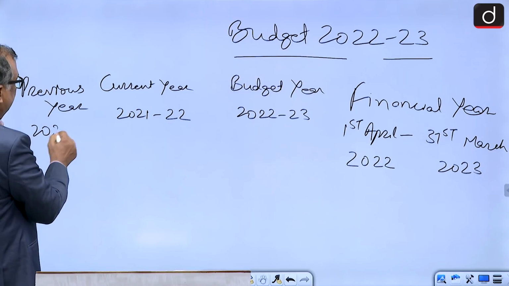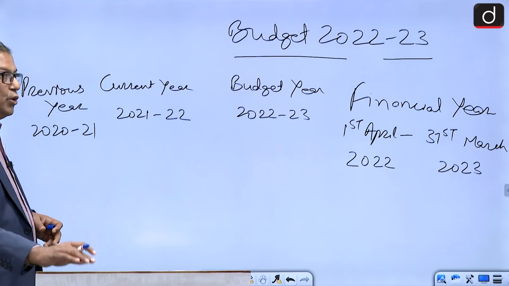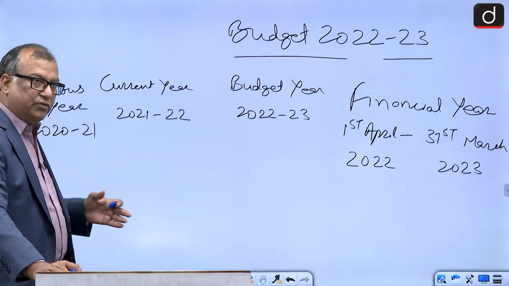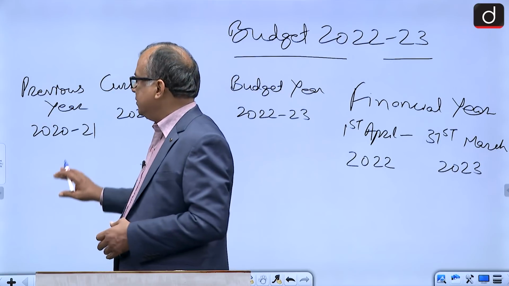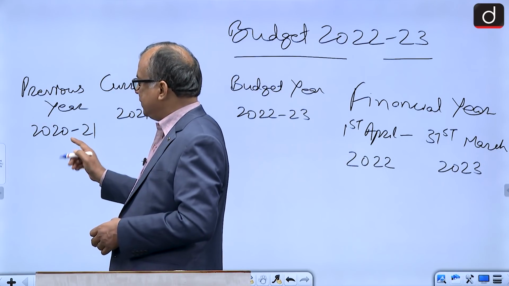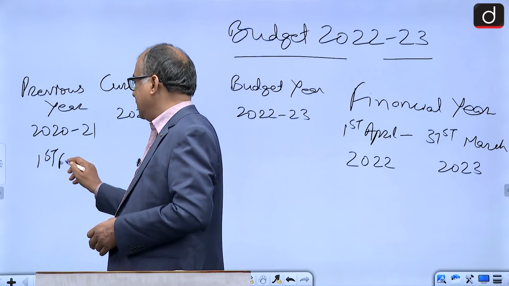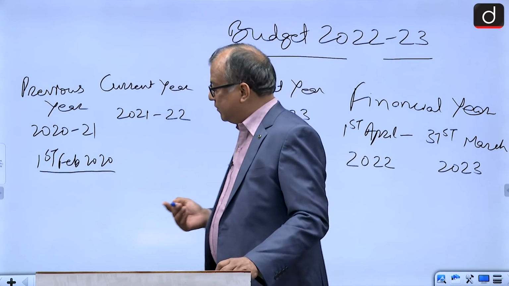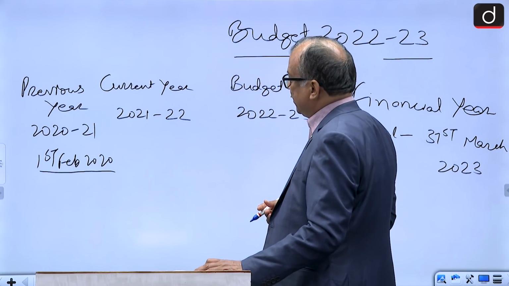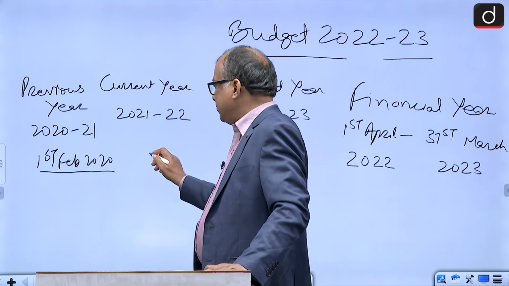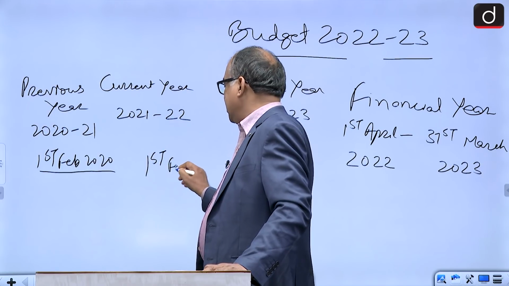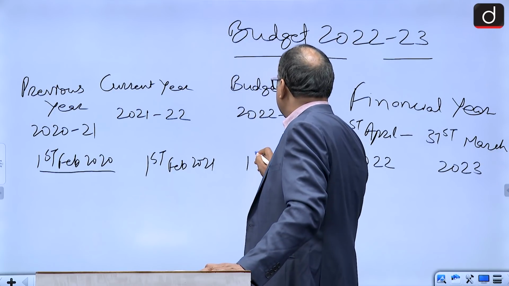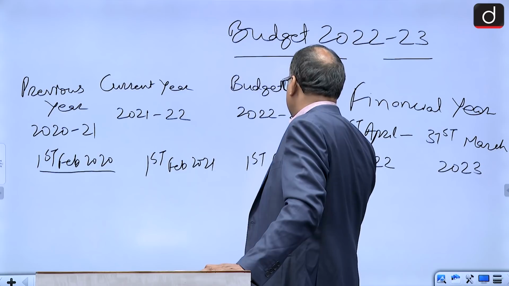The previous year is the year when the corona epidemic struck the world. So, this is one of the exceptional years in recent history, and of course a dangerous year, but there was a budget presented for this year on 1st February 2020. Nobody was anticipating at that time that we were going to face such an epidemic. This year's budget was presented last year on 1st of February 2021, and next year's budget, that is the budget year budget, has been presented recently on 1st of February 2022.